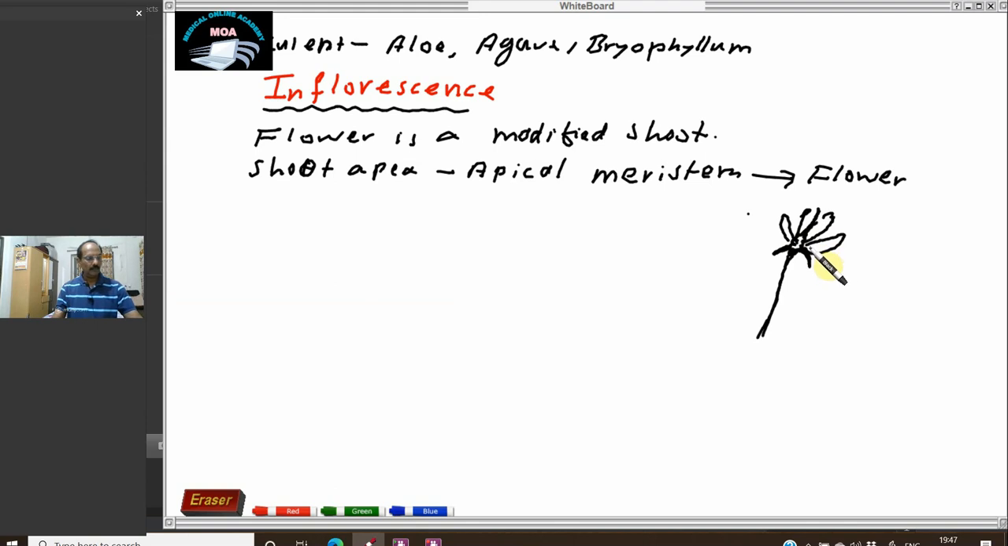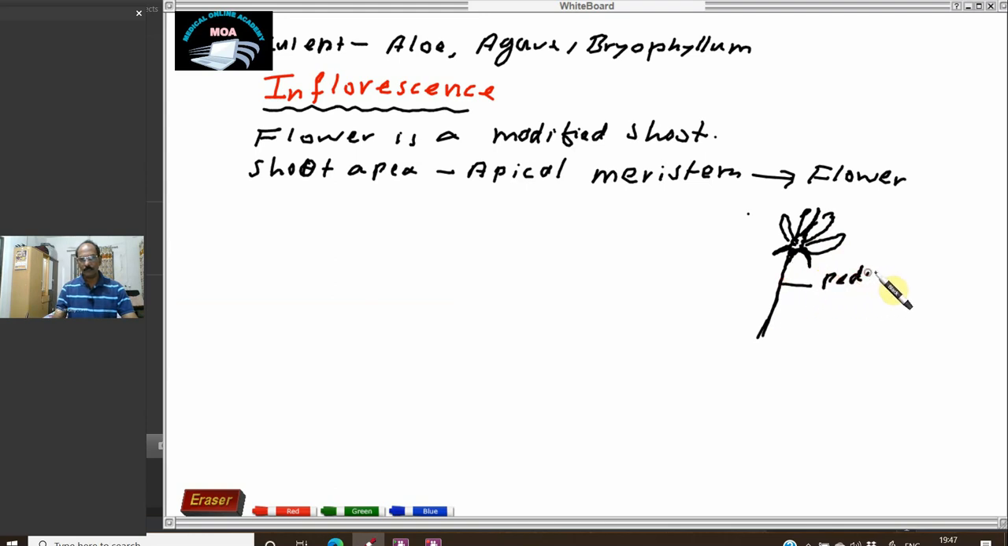Okay. The arrangement of the flower on the floral axis. So this is the floral axis. The floral axis bears the flower. This arrangement of the flower on the floral axis is known as the inflorescence. When it is considered inflorescence, this is not the stem. The name will change. It is known as the peduncle.